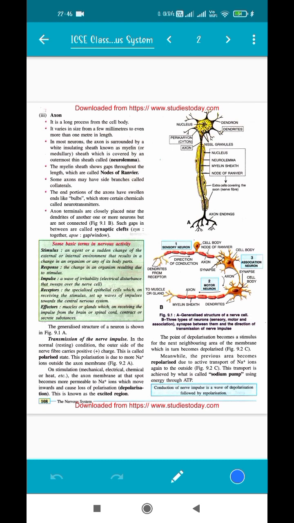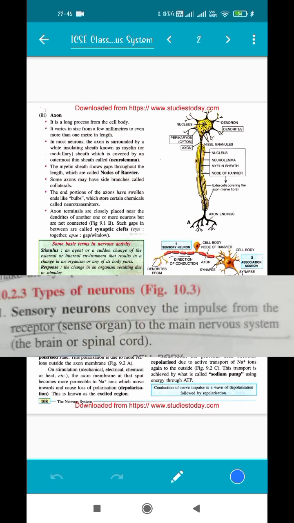It will be acetylcholine. So there are major three types of neurons which we'll learn about: sensory neurons, motor neurons, and association or connecting neurons. Very important. What is their major role? We are going to learn about that. Sensory neurons convey the impulse from the receptor, that is from the sense organ, to the main nervous system, to our brain. So when I am touching some hot object, the neuron which is transferring that signal from my hand to the brain, that is a sensory neuron, because it is starting with the sense organ.